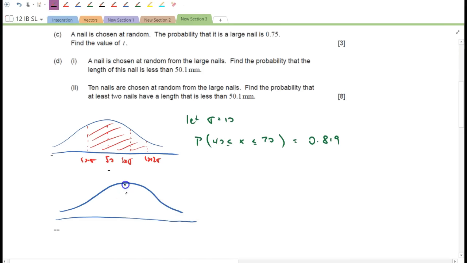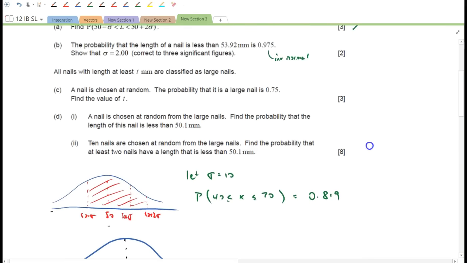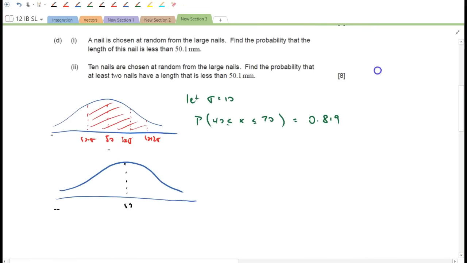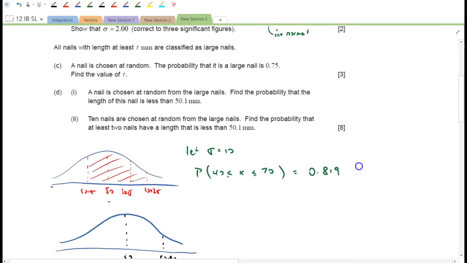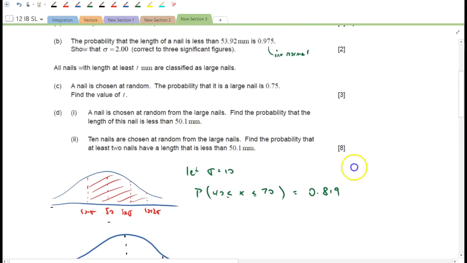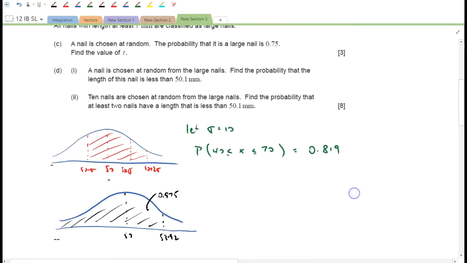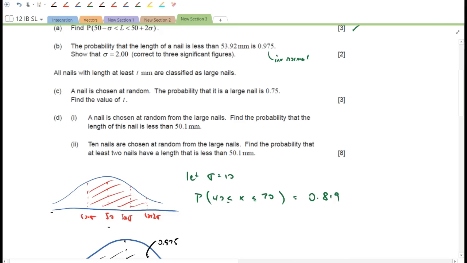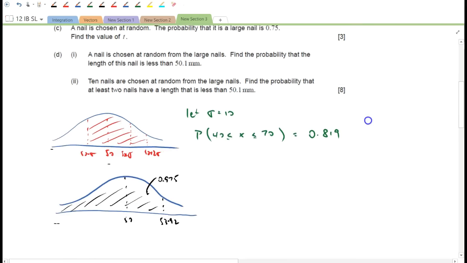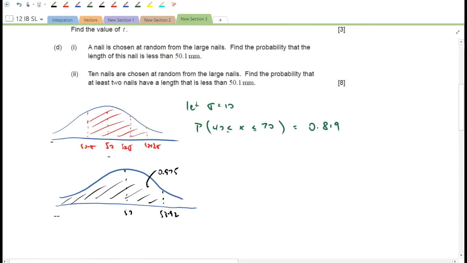Here we go, 0.975. We've still got 50 here. Now, what are they saying? 53.92. Let's say it's there, and the probability is 0.975. That means the area under the curve from the left all the way up to 53.92 is equal to 0.975. We want to know what the standard deviation is. Well, this is where we use the standardized normal.